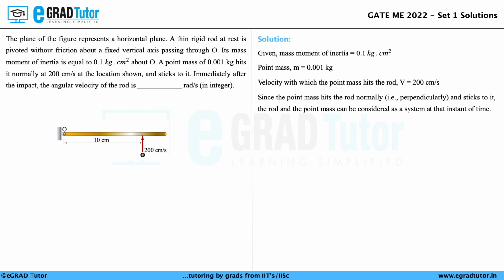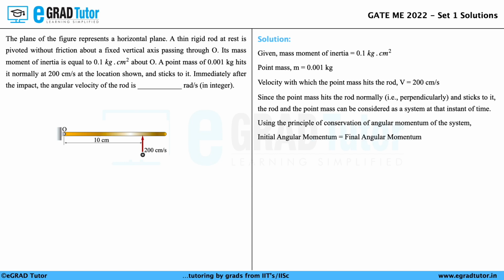centimeters per second. Since the point mass hits the rod normally, that is perpendicularly, and sticks to it, the rod and the point mass can be considered as a system at that instant of time. Then, using the principle of conservation of angular momentum of the system, initial angular momentum should be equal to the final angular momentum. That is, m into v into r should be equal to the moment of inertia of the system about point O multiplied by the angular velocity.